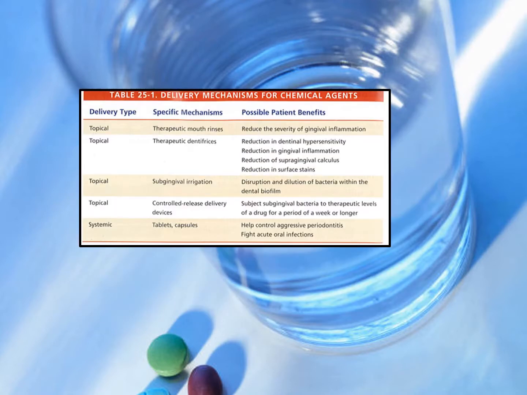In looking at topical delivery mechanisms for chemical agents, there are the specific mechanisms in column 2 that can either be via a mouth rinse, a dentifrice, or a toothpaste. It could occur via subgingival irrigation, a controlled release delivery device, and the final one is for systemic. And then to the right hand again are possible patient benefits, which usually occur again as a result of the active ingredient.